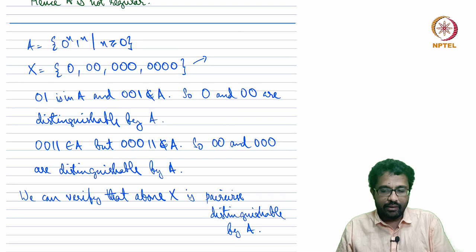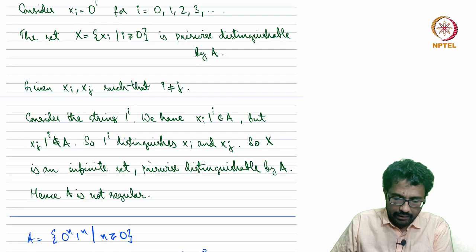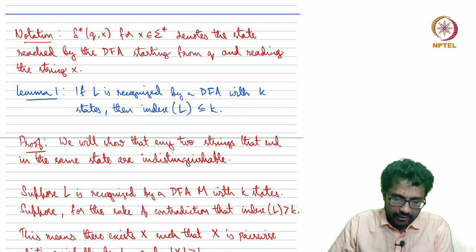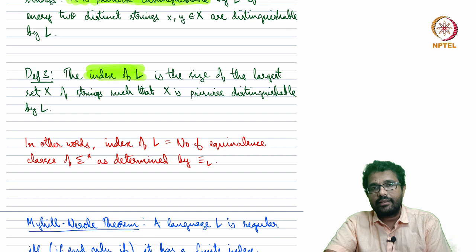So here we know that the index is at least 4 because there is a set of size 4 that is pairwise distinguishable, but it could be 5, it could be 6, right? So that is the definition of index. It is the size of the largest set of strings that is pairwise distinguishable by the language.